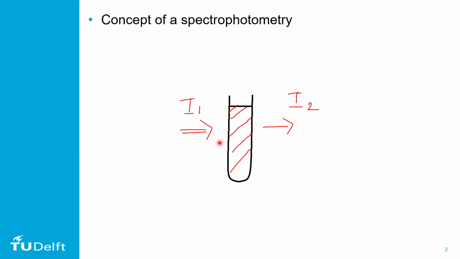Now, depending on the concentration of the solute, the intensity of light that comes out of the sample is going to change. So you can imagine the more concentrated the solution is, less intensity of light is going to come out because more light is going to be absorbed by the particles in the solution. It's a very straightforward concept.